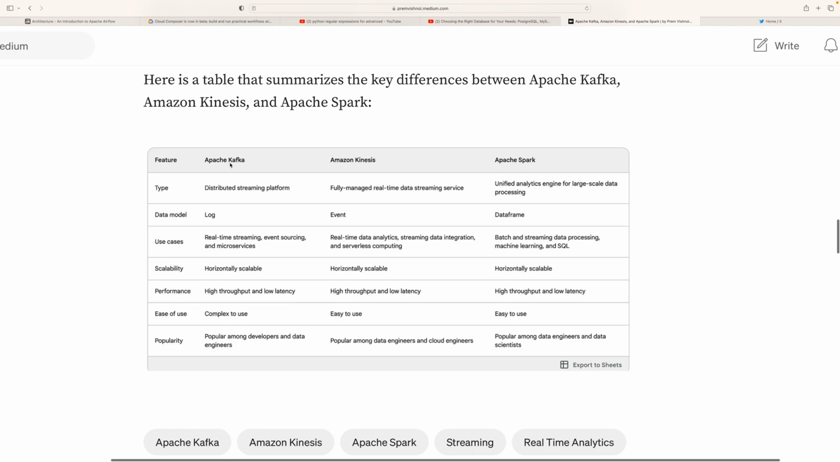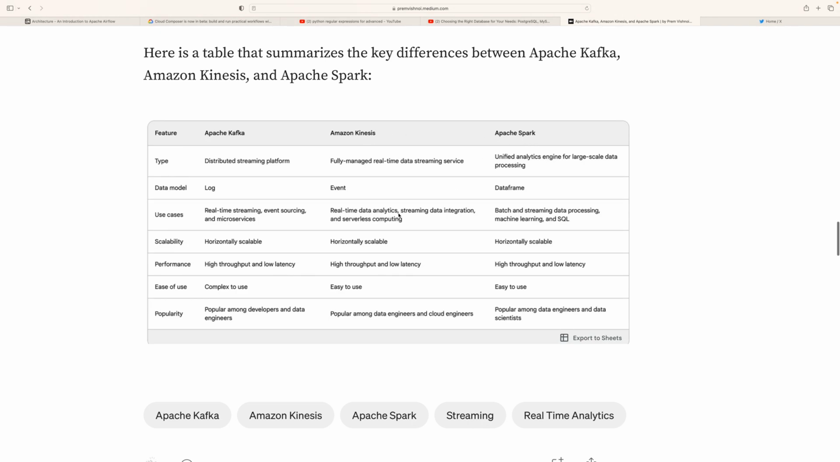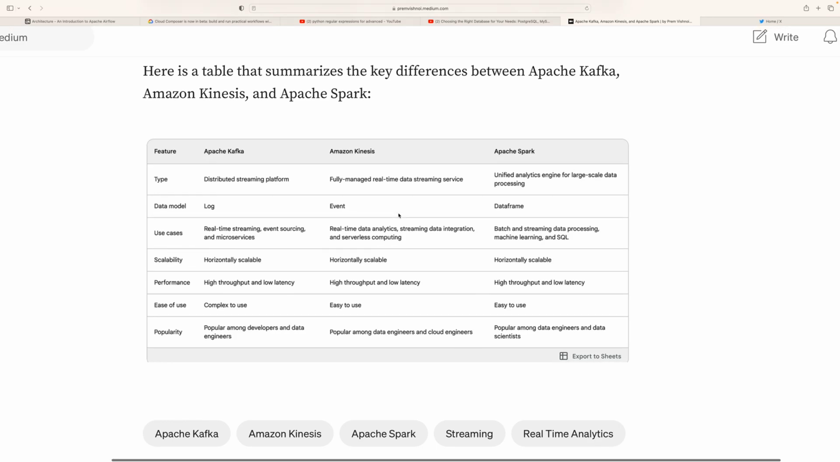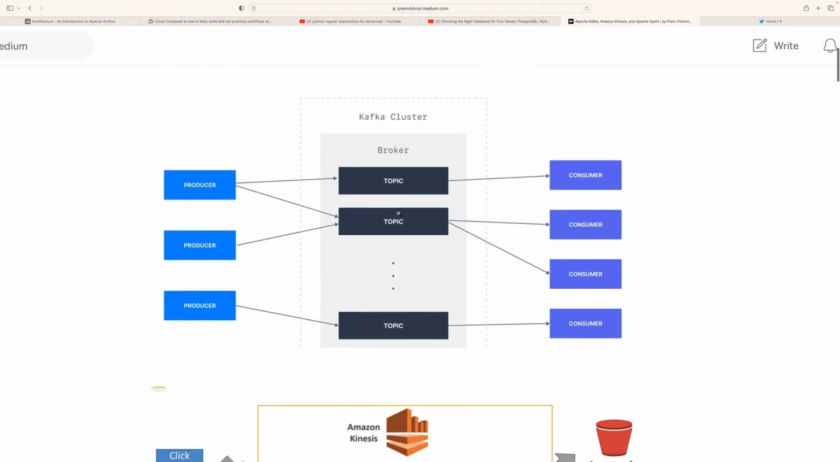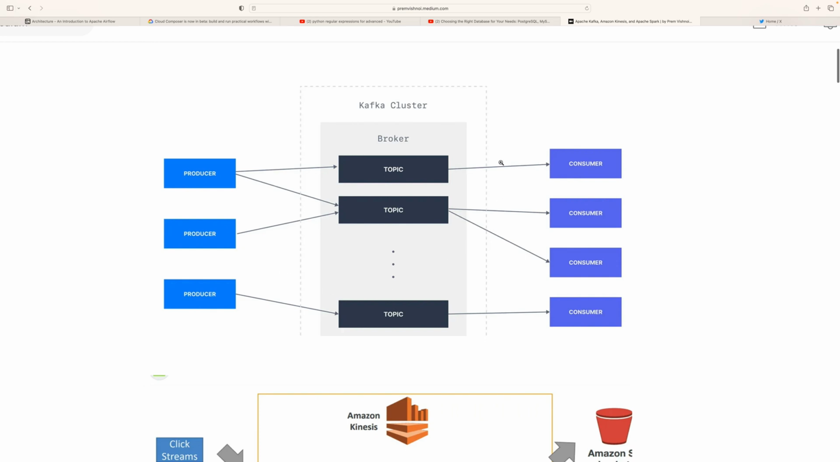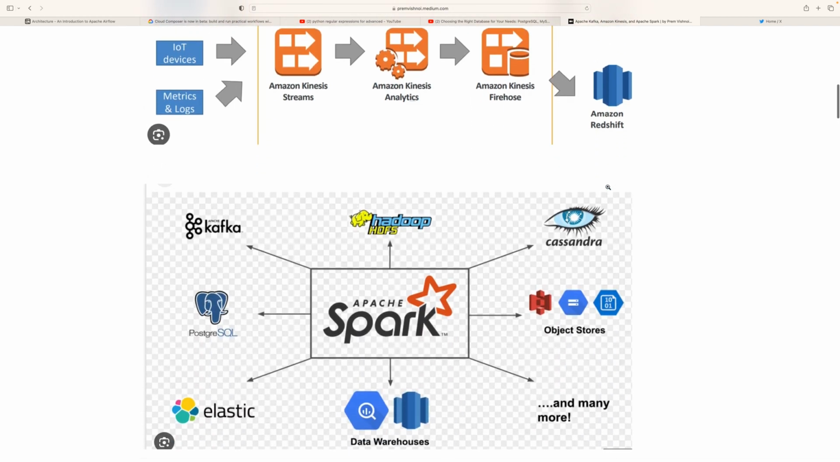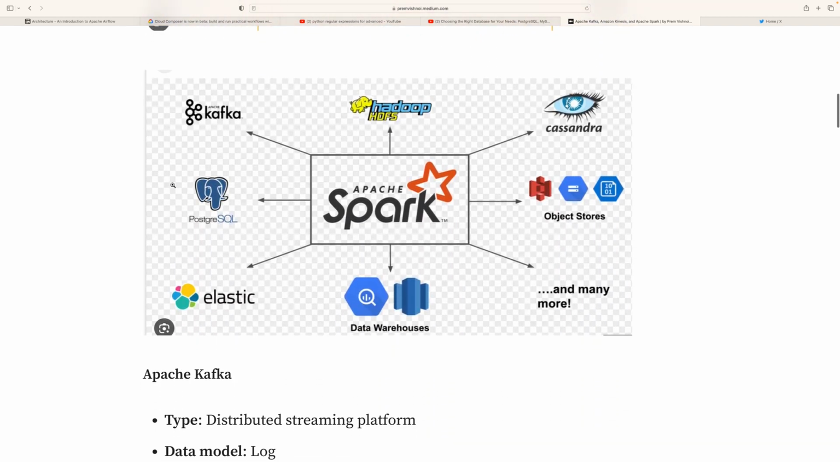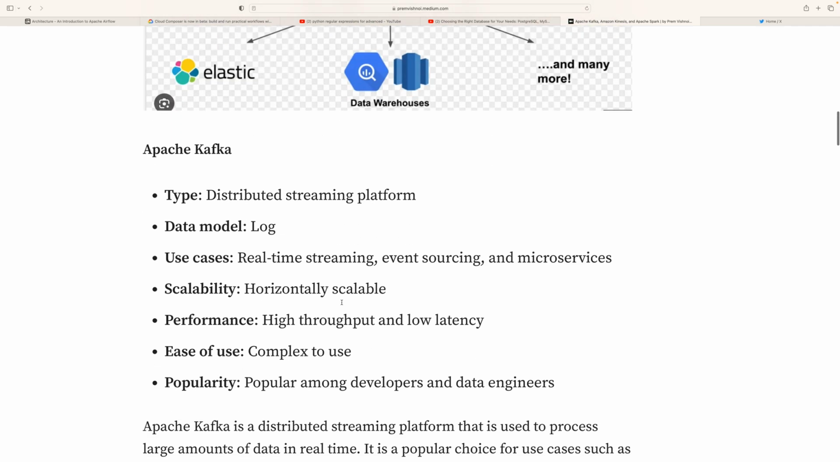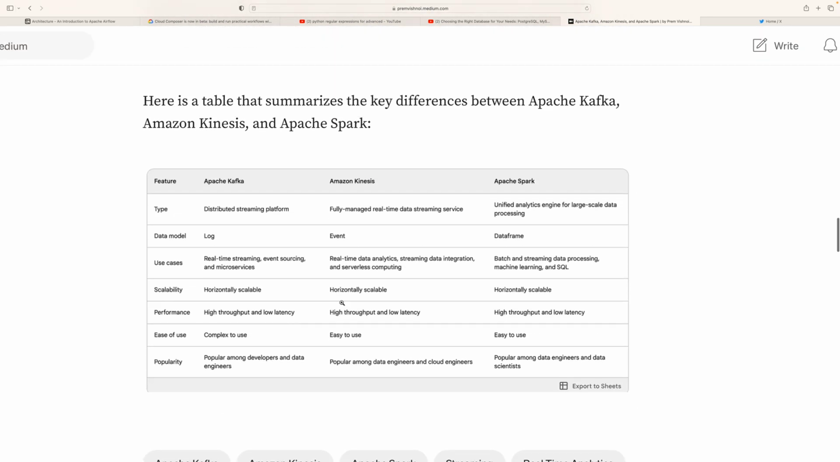About real-time systems, the various differences between Apache Kafka, Amazon Kinesis, and Apache Spark and Flink. So we are going to talk about these three. In the Kafka cluster example, you see it contains producer, topic, and consumer. Similarly, Amazon Kinesis is getting data from various events, and storing data, sorry, not processing. And Spark is also a processing engine. So let's talk about the various differences.